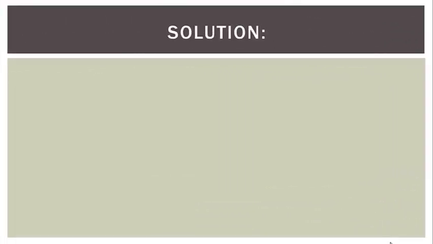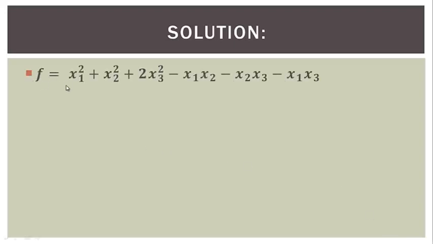Solution. Given the function f equal to x1 squared plus x2 squared plus 2x3 squared minus x1 x2 minus x2 x3 minus x1 x3, we differentiate f partially with respect to x1, and that will give us 2x1 minus x2 minus x3.